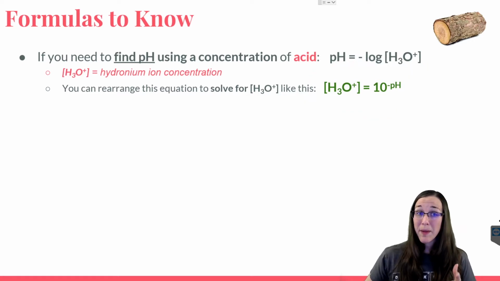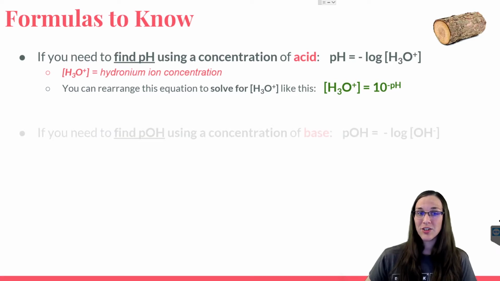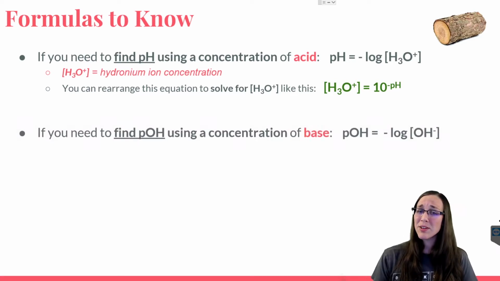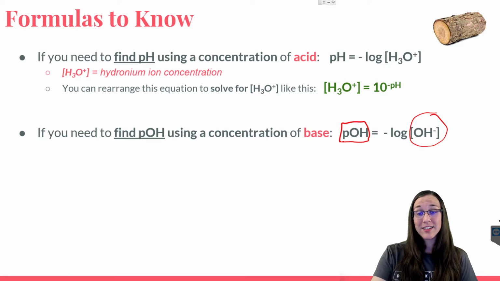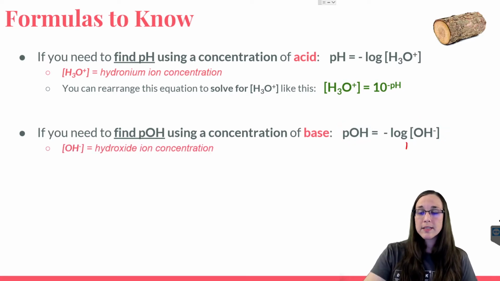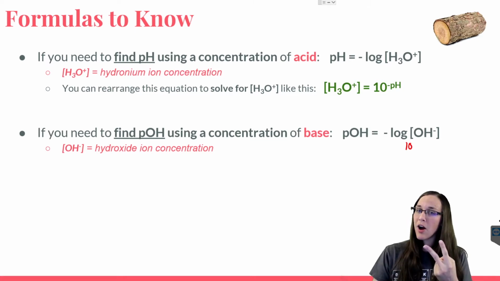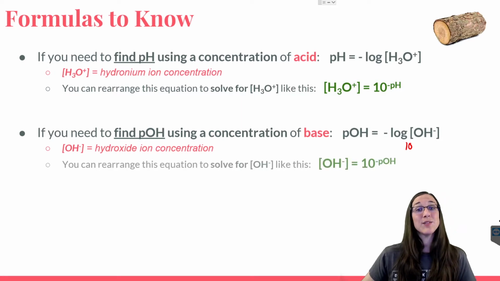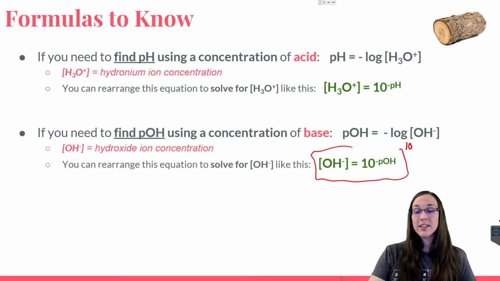Now, if we're talking about bases, we're going to use something called pOH. That's going to be the negative log of the hydroxide ion concentration in solution. We're going to use a very similar setup, except it's going to say pOH for the base. And it'll be the negative log times the hydroxide ion concentration. Just like before, we can rearrange this equation since we know that log is base 10 and undo the log in order to solve for the concentration of the base if we're given the pOH. As follows: hydroxide ion concentration is equivalent to 10 raised to the negative pOH.